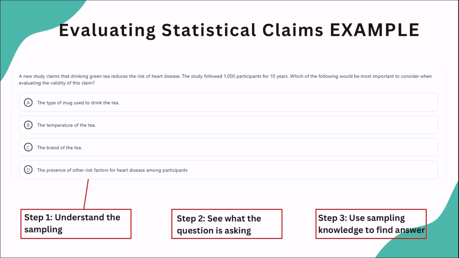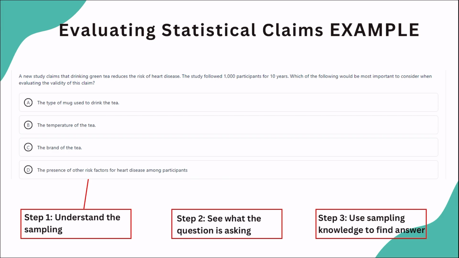So here's an example question. Step number 1, we're going to understand the sampling. So let's read the question. A new study claims that drinking green tea reduces the risk of heart disease. The study followed 1,000 participants for 10 years. Which of the following would be the most important to consider when evaluating the validity of this claim?